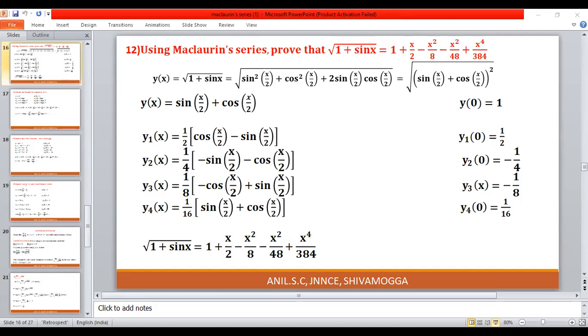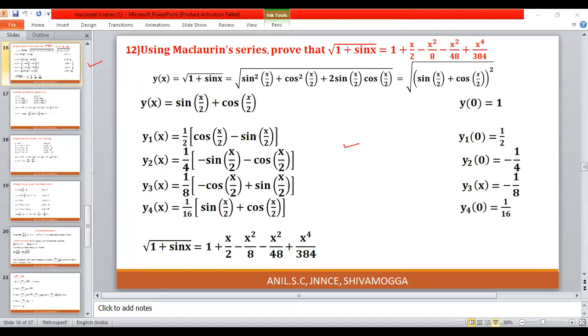Obtain the Maclaurin's expansion of a power x, where a is a constant. Let's consider y is equal to a power x. Degree of the expansion is not specified here. Let's expand it up to fourth degree term.